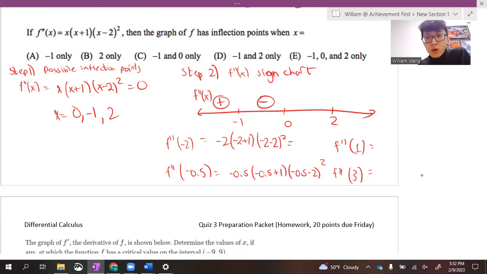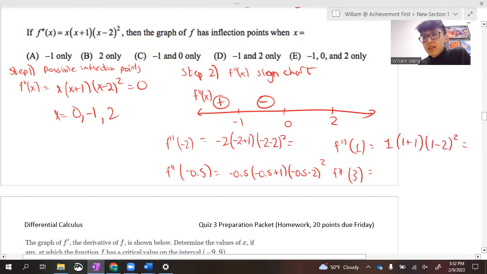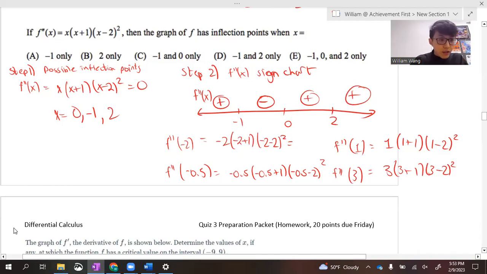Finally, f double prime of 1. That's 1, 1 plus 1, 1 minus 2 squared. That's equal to positive, positive, positive. So this one is positive. All right, final interval 3, 3 plus 1, 3 minus 2 squared is equal to, this one should also be positive. All right, so once I figure out these intervals, remember, what is the definition of an inflection point?